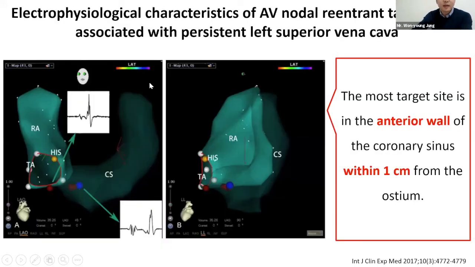We searched several reports related to our case. From Beijing in China, they said in AVNRT with PLSVC, the most common target site is the anterior wall of the coronary sinus within 1 centimeter from the ostium. Blue symbol here. At that time, the exam showed a quite bigger atrial potential than this. This site is the usual slow pathway site, the posterior septum. Because the successful site is a little bit inside the coronary sinus ostium, that's why there is a little bit larger atrial signal.